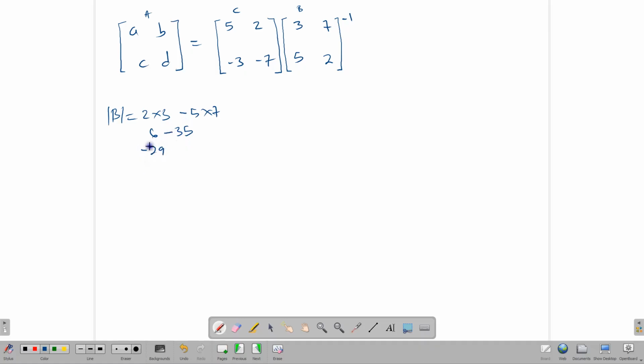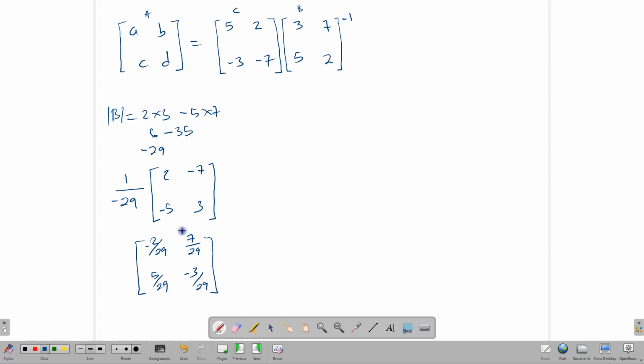Now to find the inverse, we take 1 over the determinant, that's 1 over negative 29, multiplied by the matrix that we rearrange. We call that the adjoint matrix. So we switch these two, 2 and 3, and then change the signs of these two, so that becomes negative 7 and negative 5. Once we put this fraction in, B inverse becomes negative 2 over 29, positive 7 over 29. Notice that there are negative and negative here. Positive 5 over 29, and negative 3 over 29.